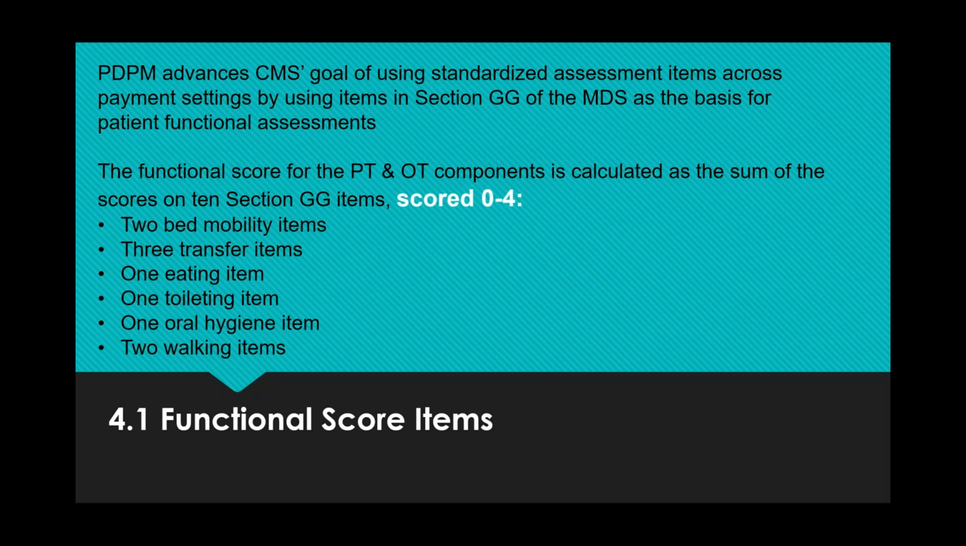So under GG, there's going to be a score of 0 to 4 for 2 bed mobility items, 3 transfer items, 1 eating item, 1 toileting item, 1 oral hygiene item, and 2 walking items. So these are scored at eval under PT and OT.